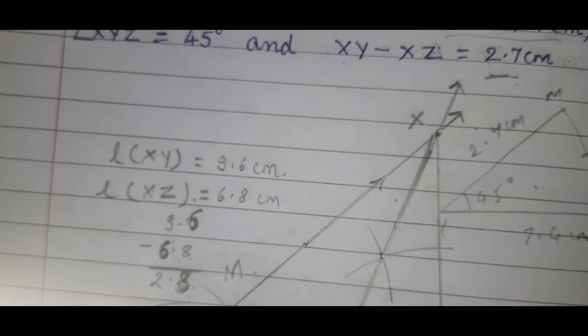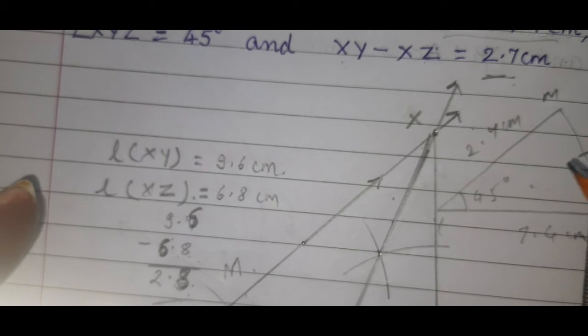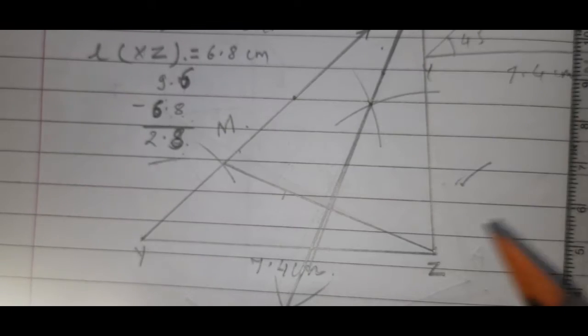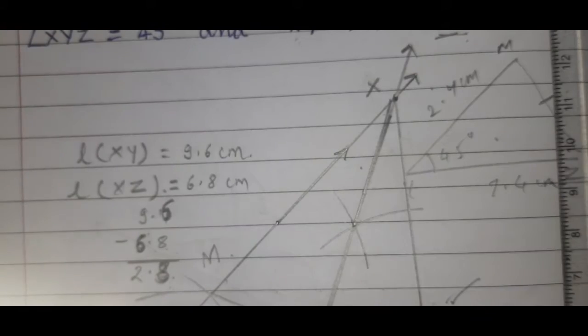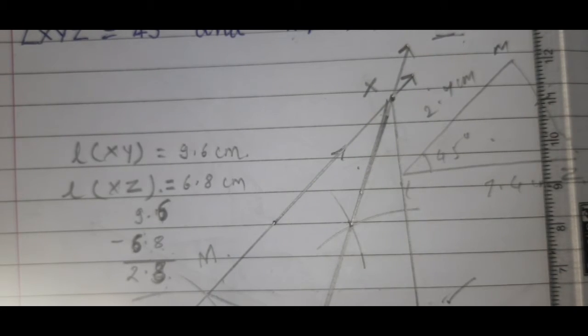Now this is one type of construction in which the difference is given, where we have plotted the difference above the base. Now in the second case, what you have to do is, first, why have we plotted above the base? Because it was given XY minus XZ.